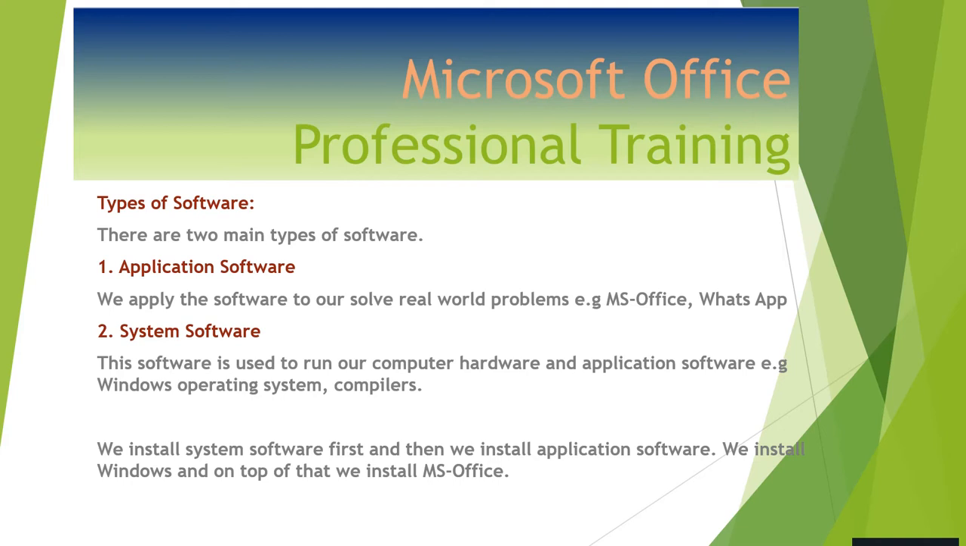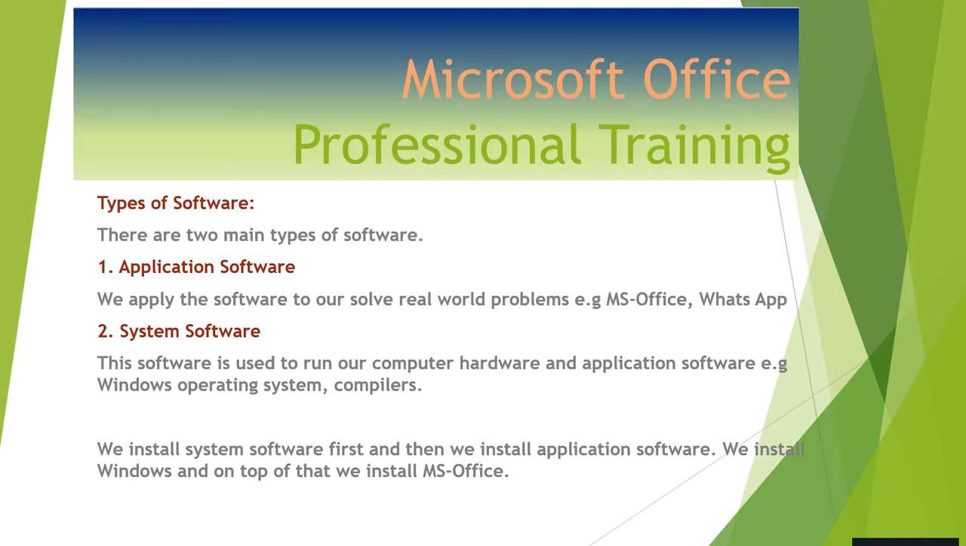There are two main, broad categories of software. One is application software and the other is system software. Application software is used to solve real world problems. For example, we want to send an email, or we want to make a report, we will use MS Word. We want to make a presentation, we will use MS PowerPoint. And the name of the package is MS Office.